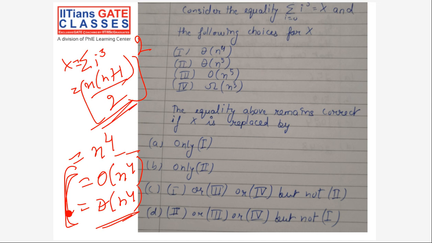All right. So now if you compare, first is theta of n^4, correct. And theta of n^4 is not equal to theta of n^5. So that's why the second is wrong. Remember, theta of n^4 is not equal to theta of n^5. If you go back and check the definition of theta notation, you will understand why this is not correct.